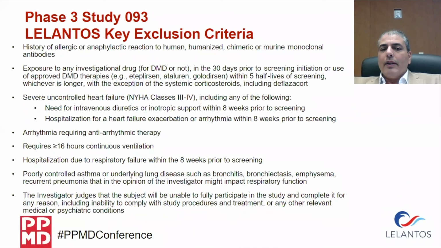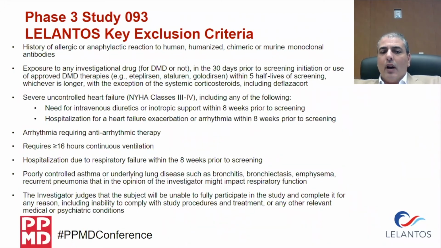So, exclusion criteria. The standard exclusion criteria we have here is an anaphylactic reaction. If the patient has an allergic or anaphylactic reaction due to any monoclonal antibodies, he should not be enrolled. If a patient was exposed to an investigational drug within 30 days prior to screening, he should not be in. Of course, if the patient is taking approved therapy like Exondys or Vyondys, they are not supposed to be in the trial within 5 half-lives of screening.